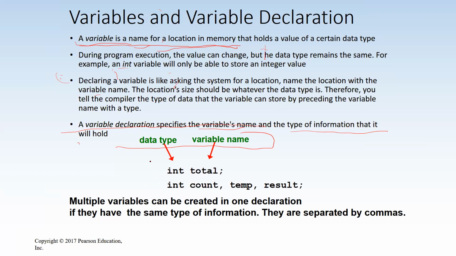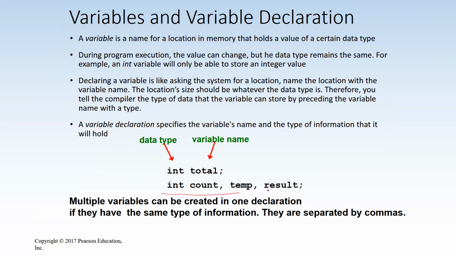With all that said, it sounds very complicated, but the declaration statement itself is very simple. This is the data type. This is the name for a location you are asking for. So you are asking the operating system to give you a location and name it total, and it will be big enough or small enough to hold an integer value. That's what this is saying. Okay, any questions?